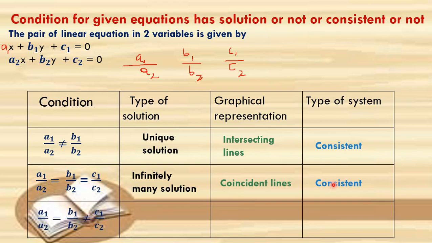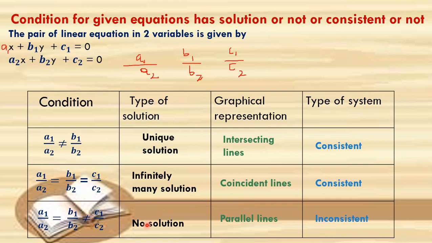Now here the third condition is a1 upon a2 is equal to b1 upon b2, but the ratio of a and b is not equal to the ratio of c. So we can say here there is no solution, and in the graphical representation we say that the lines are parallel, and here the equations are inconsistent.